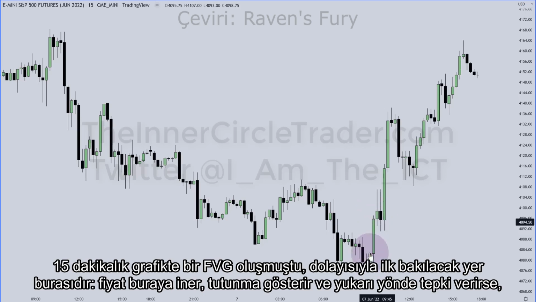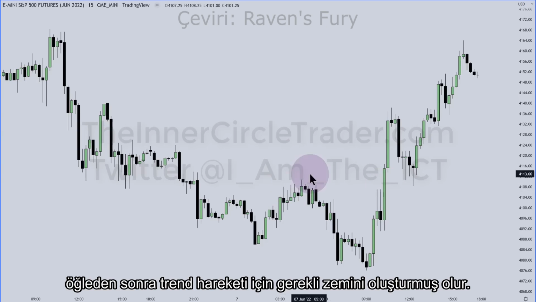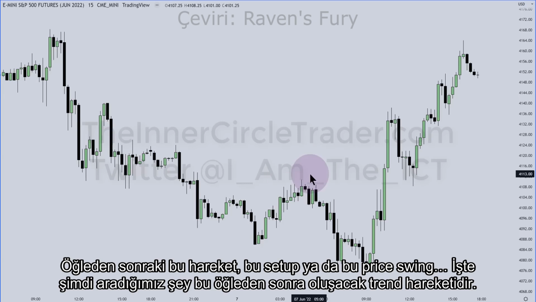So we had created a fair value gap here on the 15-minute time frame. Right away, that is your area to watch and see if price supports a run. If it digs into that and starts to repel higher, and we take out this short-term high, that is enough to set up a stage for the afternoon trend. That afternoon session move or setup or price swing, that's what we're looking for now.